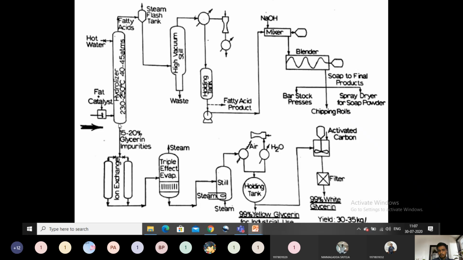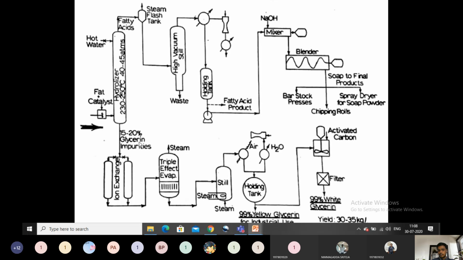Then the byproduct or side product, glycerin, will be obtained at the bottom of the hydrolyzer. So this is called natural glycerin. This is a natural glycerin manufacturing flow sheet. The bottom one is around 15 to 20%. When the hydrolysis step is carried out, 15 to 20% of glycerin can be obtained. This is called natural glycerin. So 15 to 20% glycerin in water is called sweet water, because its taste is sweet.